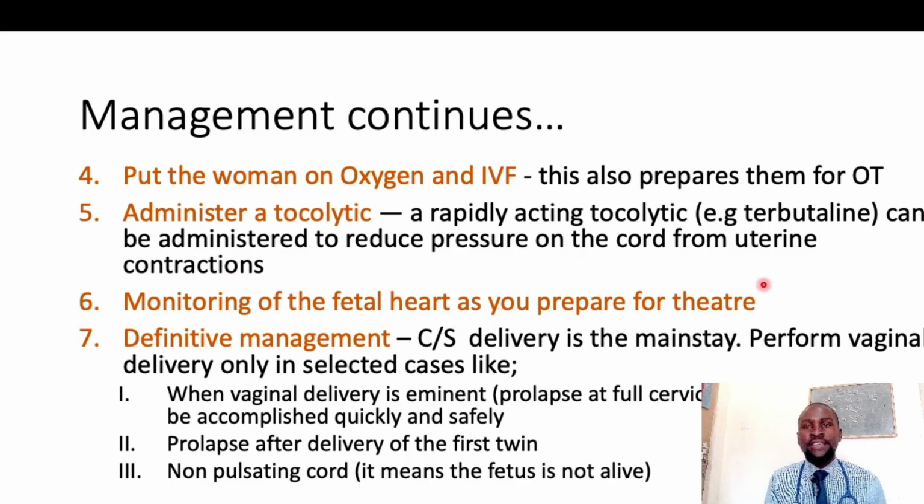So make sure you monitor the fetal heart. When you diagnose cord prolapse, monitor the fetal heart, so that you are able to detect if there's fetal compromise. If fetal compromise is happening, you can even connect the CTG if your facility has.